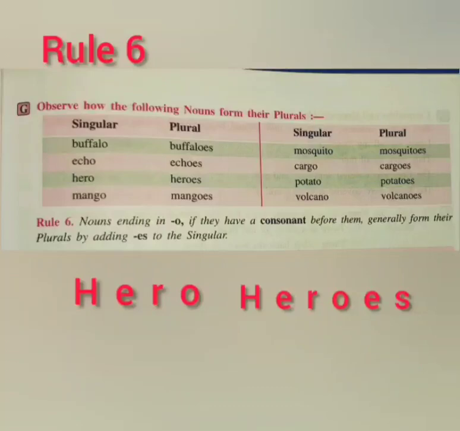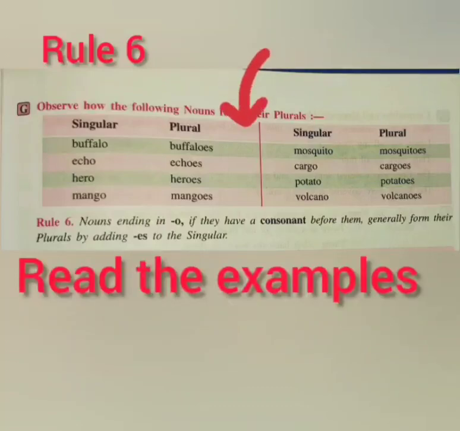Let's see the example. Buffalo, buffaloes. Echo, echoes. Hero, heroes. Mango, mangoes. Potato, potatoes. So can you note this difference? So students, it's all about the rules, okay? Once you are understanding the rules, you can easily form the singulars into plurals and plurals into singular. So it's very important to understand these rules thoroughly, okay? I hope you have understood this.